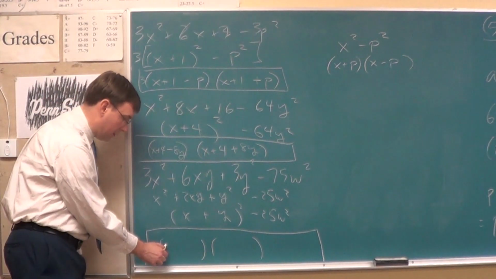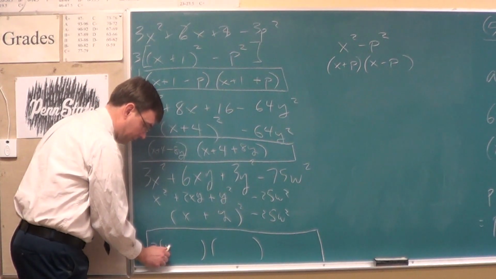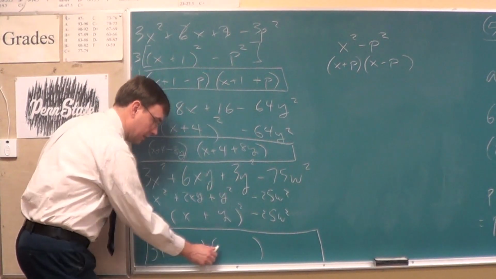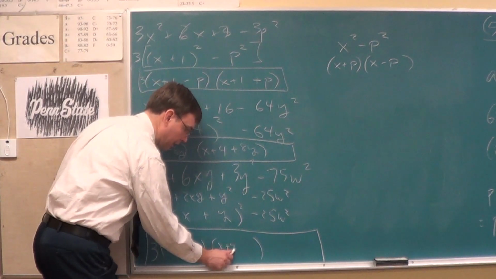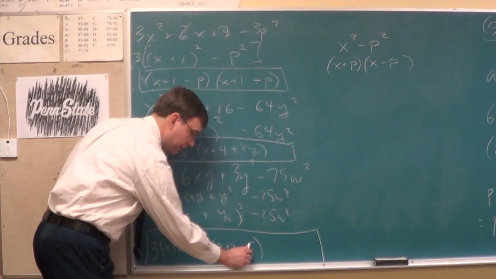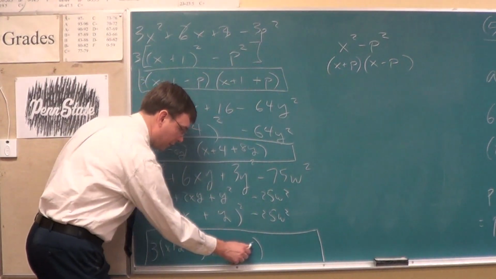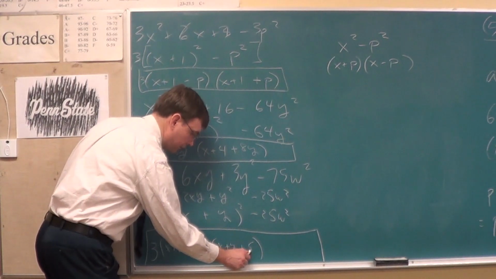So final line, the x plus y squared is going to create some x plus y, x plus y. This is going to be x plus y, x plus y. How about the 25w squared? Plus minus, plus minus. 5w here. 5w there.